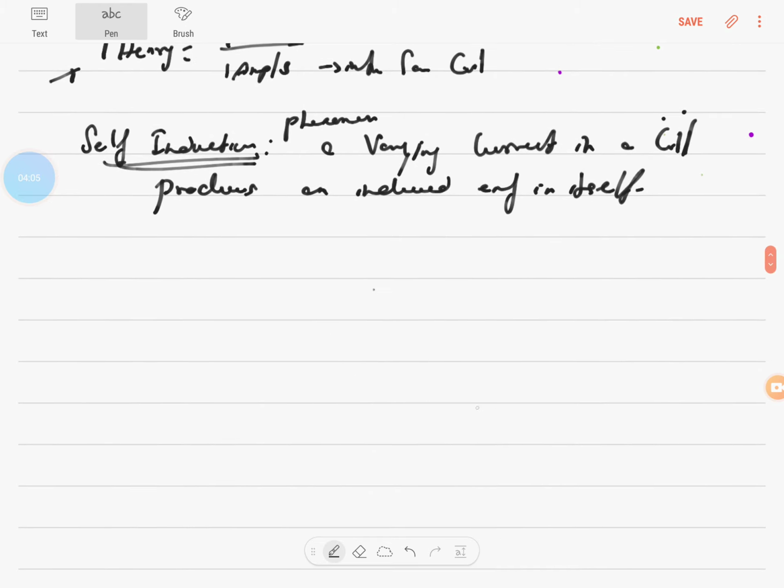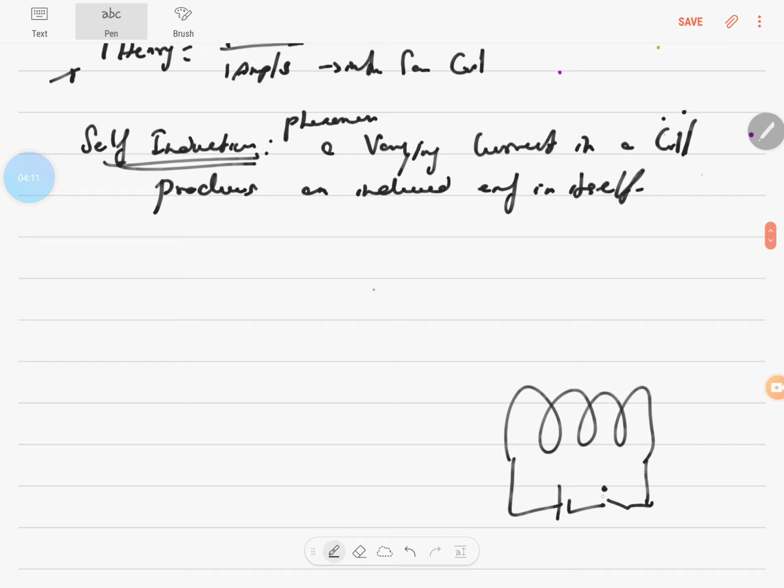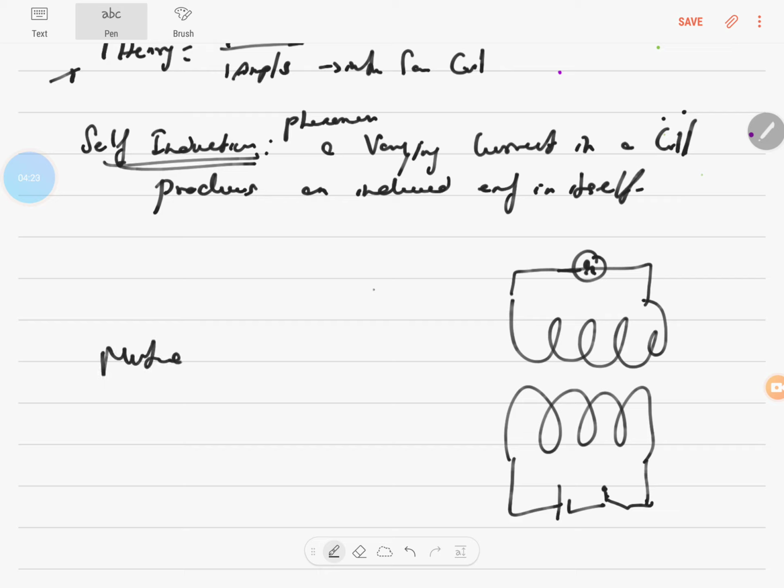If it's mutual induction, it will be a little different, where you have a current, a key and a battery here, and suppose it's switched on and switched off. There will be an induced current in the adjacent coil. There will be an induced current, shown by the galvanometer. This induced current in the adjacent coil, that phenomenon is known as mutual induction.